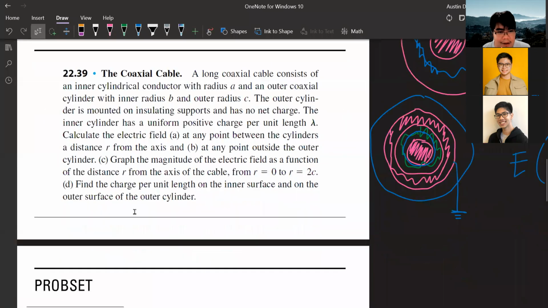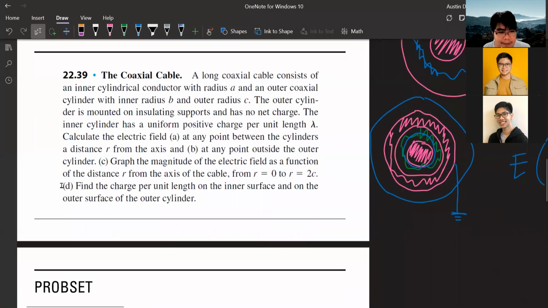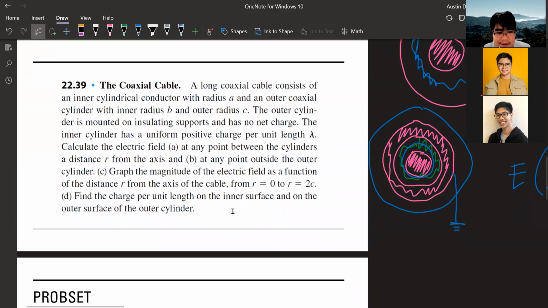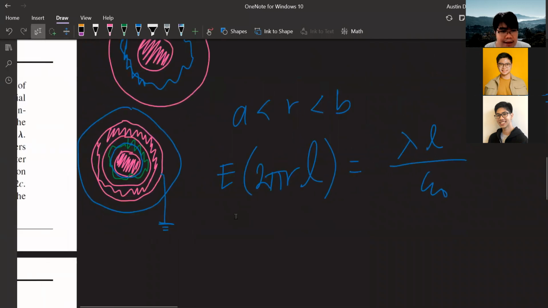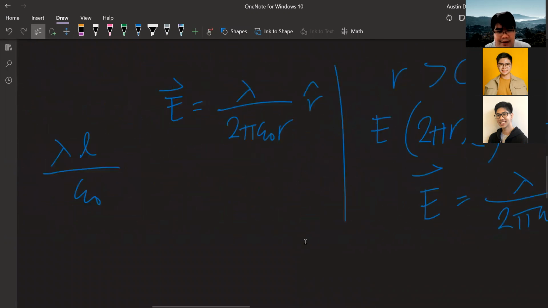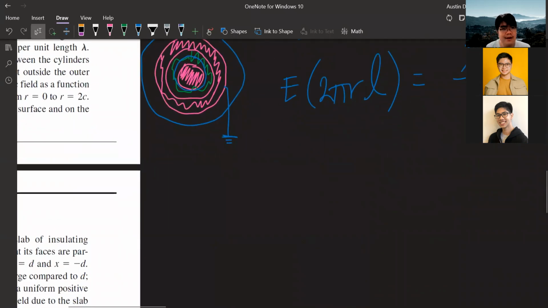Now, the next problem would be finding the charge per unit length on the inner surface and the outer surface of the outer cylinder. Now, we know that the outer cylinder has no net charge, but it can have charges on the inner surface and the outer surface of the cylinder. How do we do that? Gauss's law still. Okay? So, to do that, let's draw our system again to make it clearer.